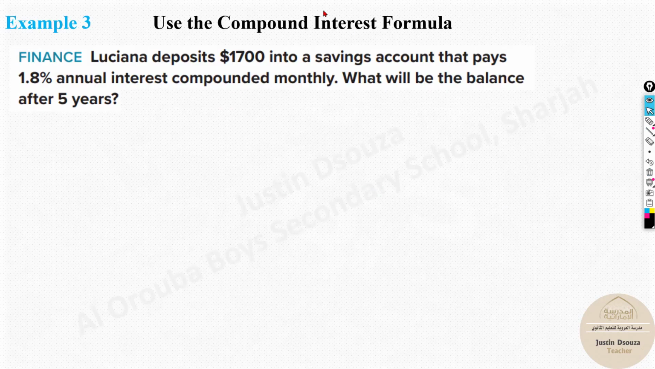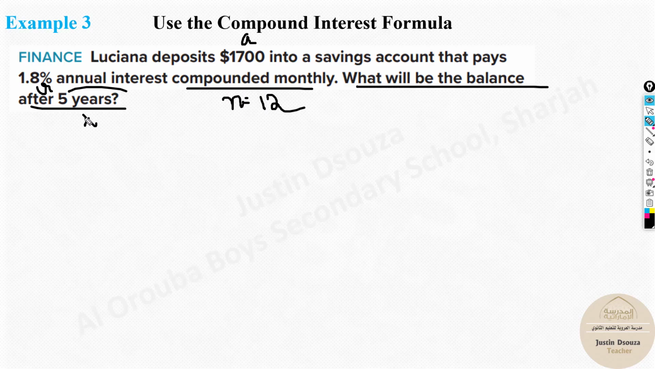Now look at this. Luciana deposits $1,700 in a savings account that pays 1.8% annual interest compounded monthly. So you have the initial amount P, R the rate of interest, compounded monthly means n equals 12, every month. There are 12 months in a year. So annual interest compounded monthly means n equals 12. What is the balance after 5 years? So the time t is equal to 5 years.